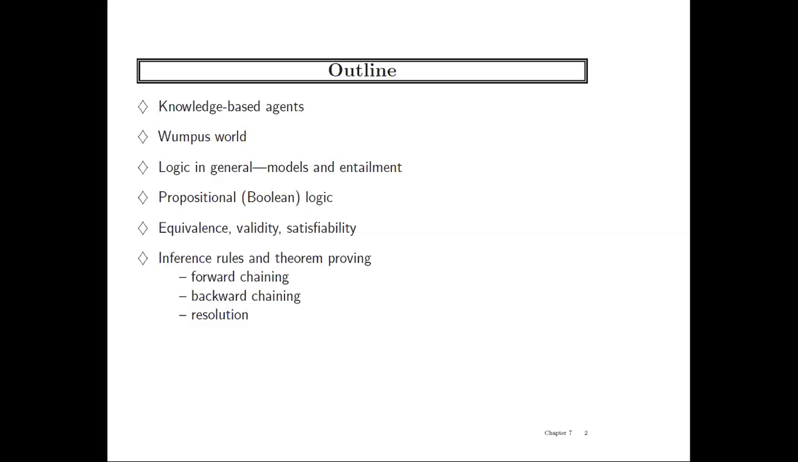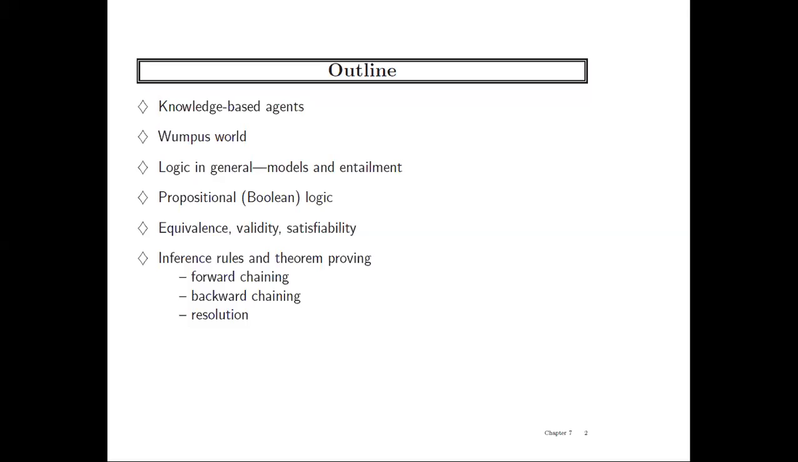Number 3, you can see logic in general. What logic is? Here we will define logic and important terminologies related to logic, which include models and entailment as well. Then the logic which we will discuss in chapter number 7 is called propositional logic. There are various forms of logic, but in chapter number 7 the focus is on propositional logic, which is considered to be the simplest form of logic, and we can also call it Boolean logic because it is represented in terms of true and false. Then we will see the concepts related to logic, that is equivalence, validity, satisfiability, and other terminologies as well.